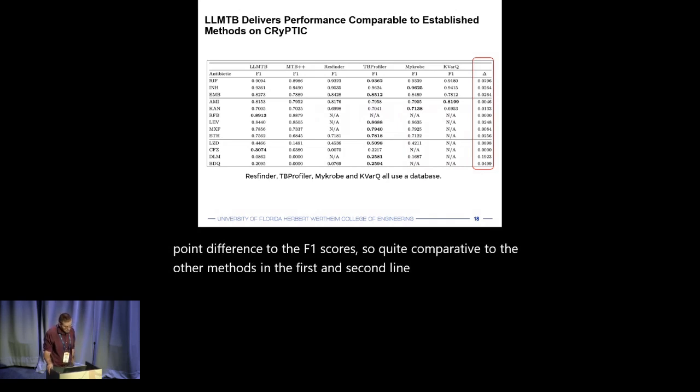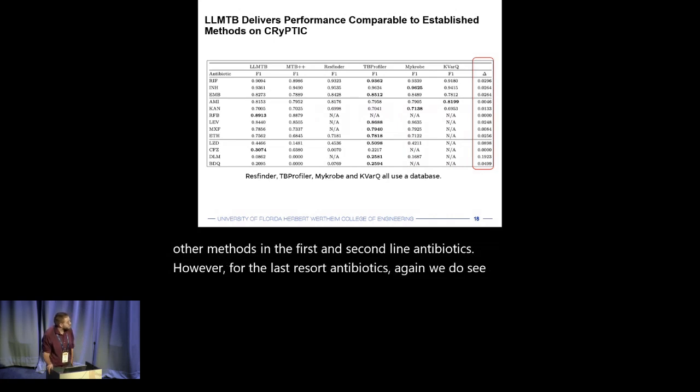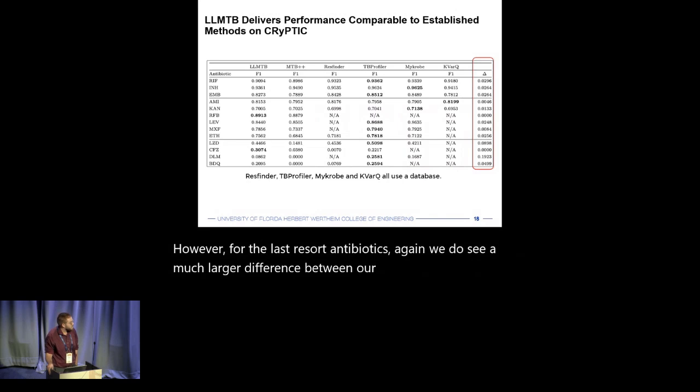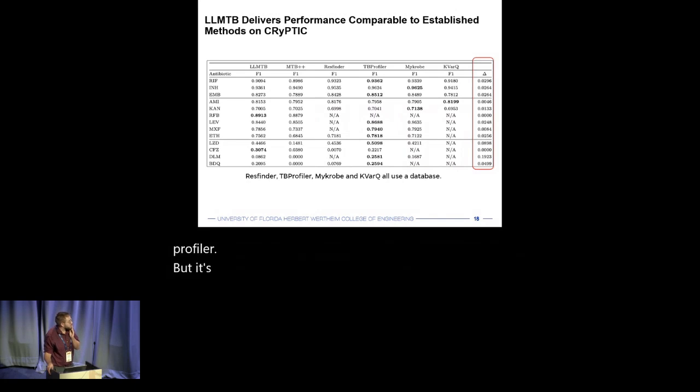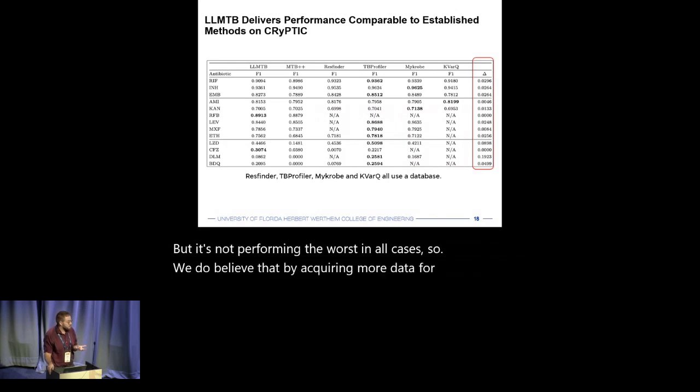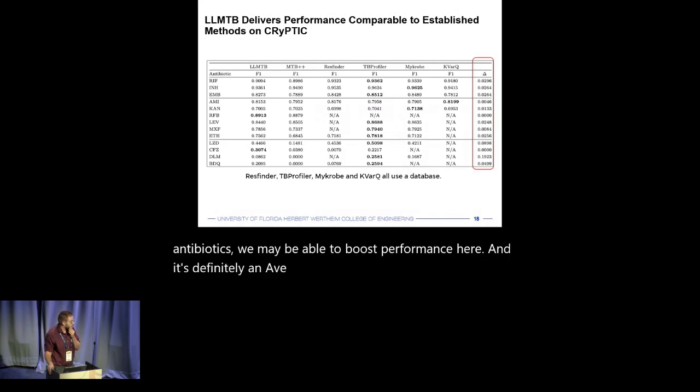However, for the last resort antibiotics, again, we do see a much larger difference between our method and the best performing method, which more often than not was TB Profiler. But it's not performing the worst in all cases. So we do believe that by acquiring more data for these antibiotics, we may be able to boost performance here. And it's definitely an avenue that we're exploring going forward, trying to see if we can squeeze more performance out of those last resort antibiotics.